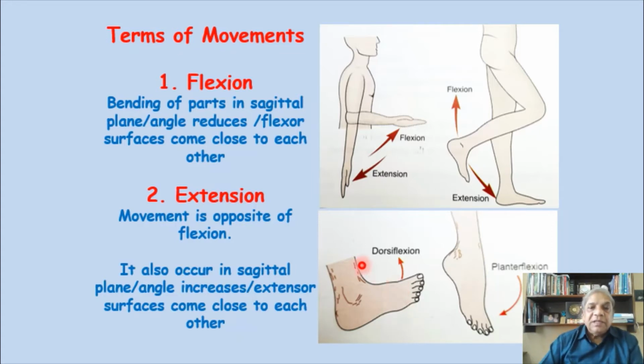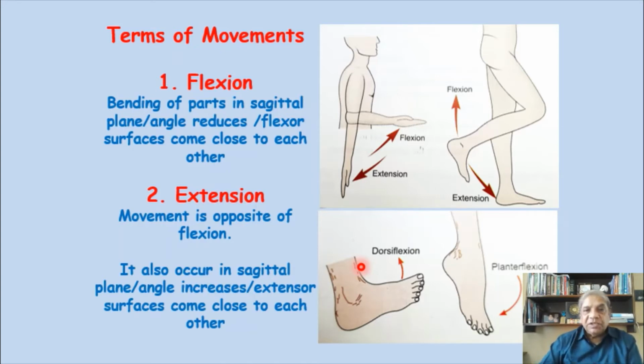And this leg, the anterior surface of the leg, is also called the dorsal surface. Now when the dorsal surface of the foot is moving at the ankle joint, and these two surfaces are coming closer to each other at the ankle joint, that is, the foot is coming close to the anterior aspect of the leg, then this movement is called dorsiflexion.